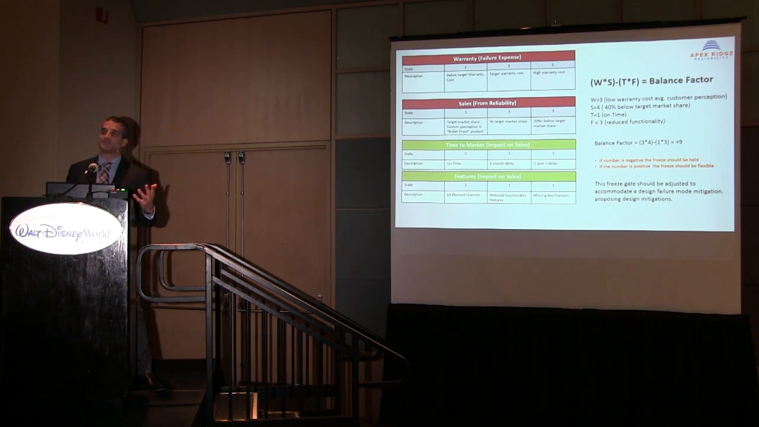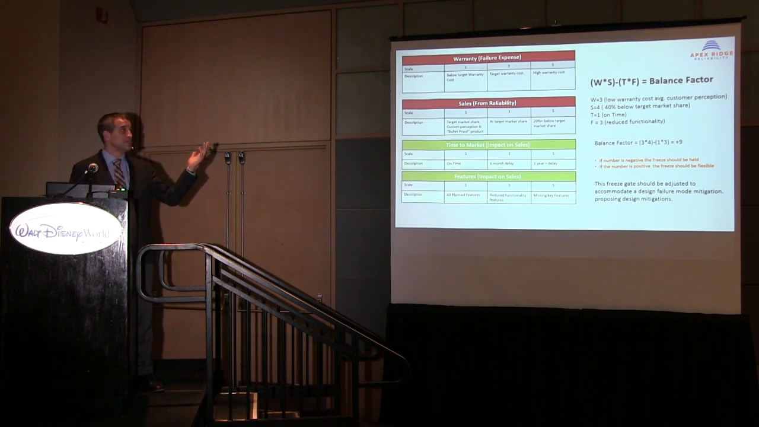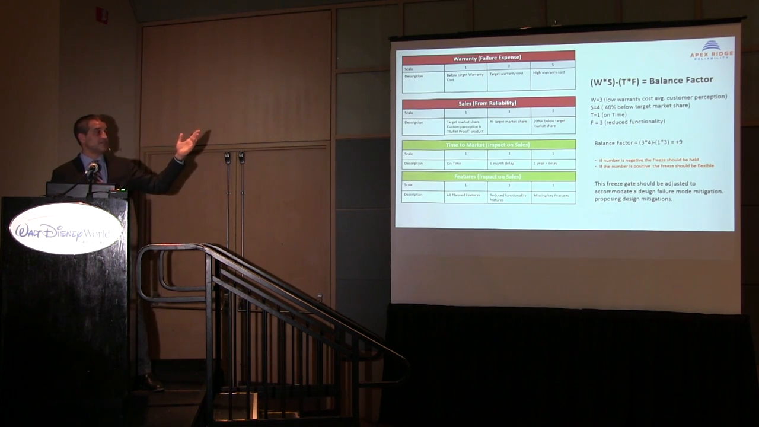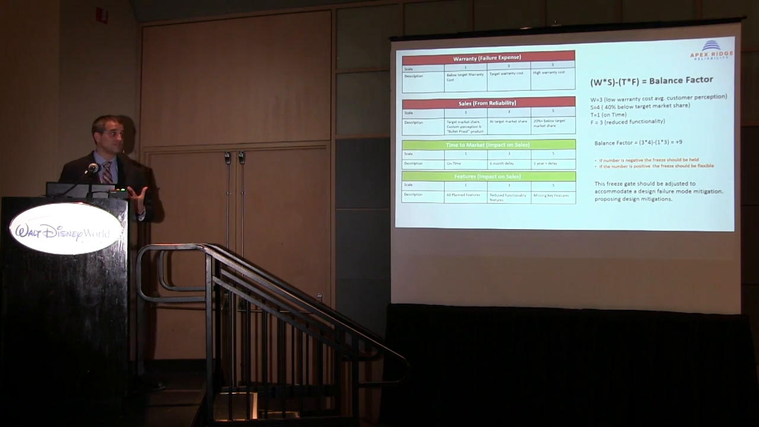Now again, you want to keep it simple, just like in a DFMEA. In a DFMEA, you just take the 3 ranking factors and you simply multiply them together, and that's your risk priority number. Very straightforward. So I did the same thing here, but I realized that where that is comparing within the same population, I'm looking to compare 2 factors to help make a decision. So it's simply a matter of getting the difference between the 2. So on the reliability side, it's the warranty times the sales minus the time to market times the features, and that's your balance factor.